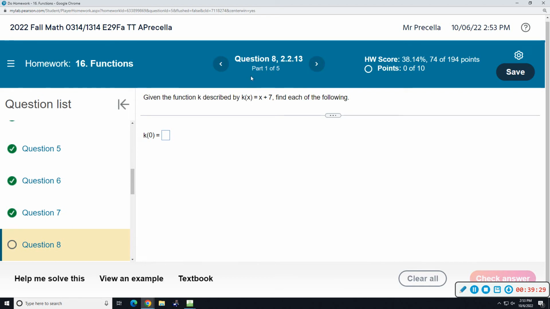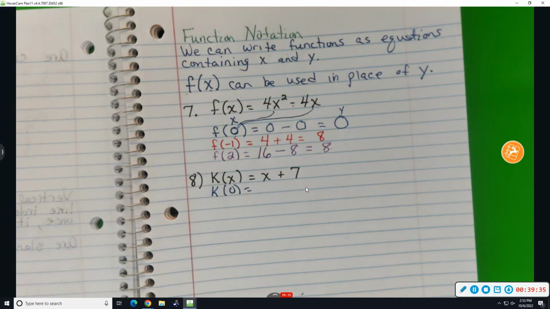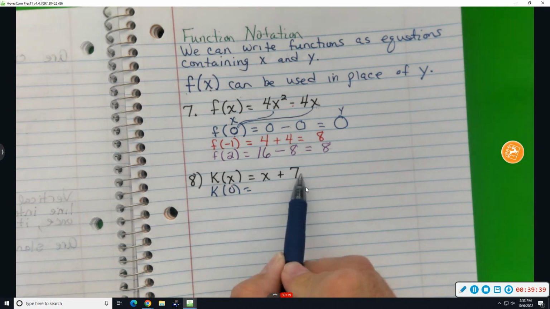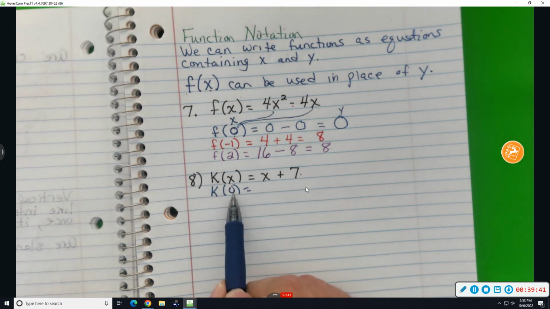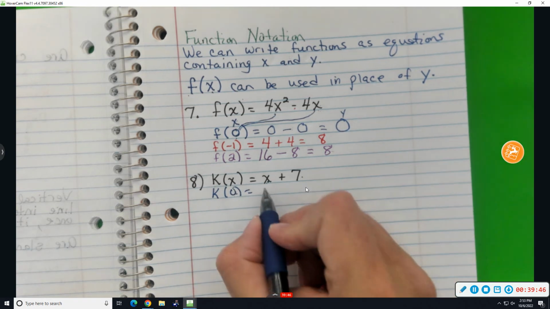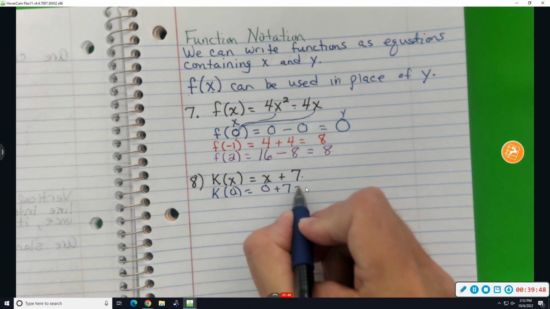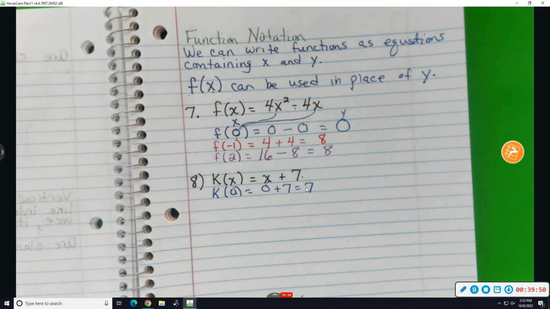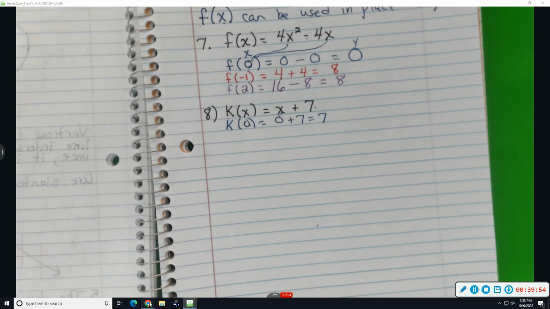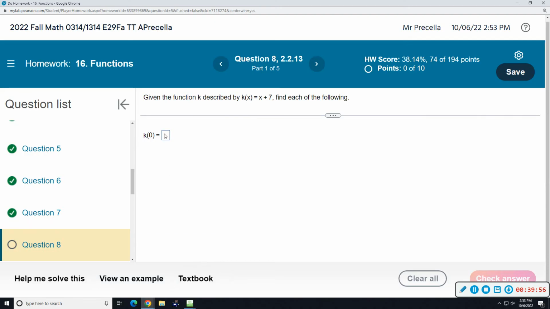So there's 5 parts to this problem. K of x is x plus 7. Find k of 0. All of y'all can do that. Plug a 0 in, and it's just 7.